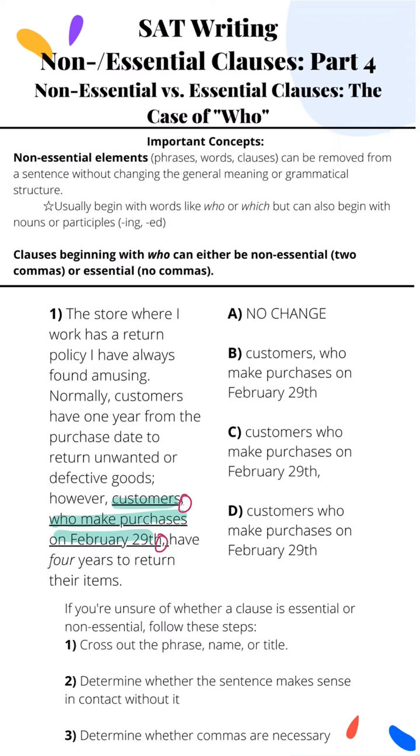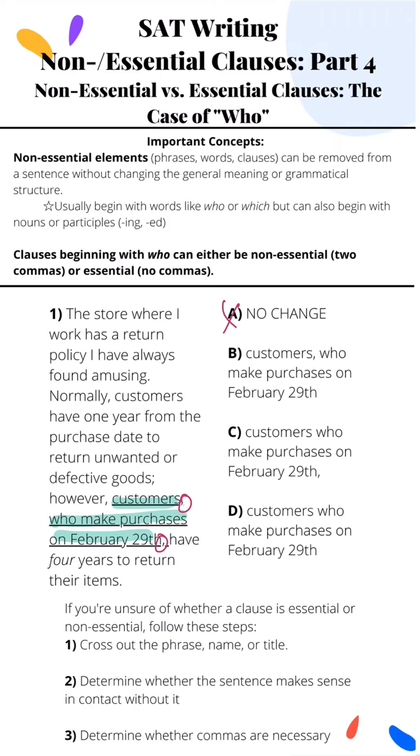However, in this case, this information is crucial to the sentence because it specifies which particular customers this paragraph is focusing on. So that means A is incorrect because the comma usage implies that the underlined portion is non-essential and it can be crossed out, but it can't.